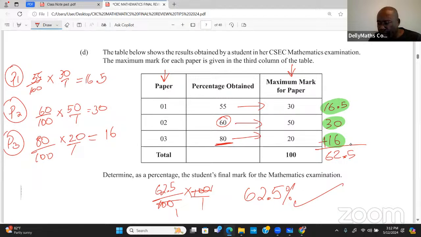So what we want to do with questions like these is that you want to read the question first, right? You want to read the question and make sure that you understand what is being asked. Look at what they're doing and then respond to the question very simply. So as I said here, this person got 62.5% from that test.